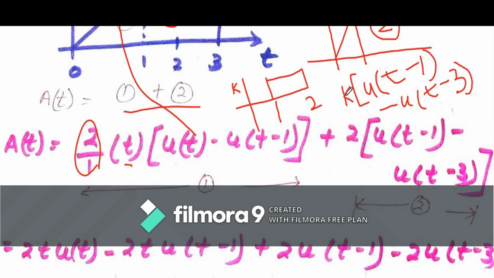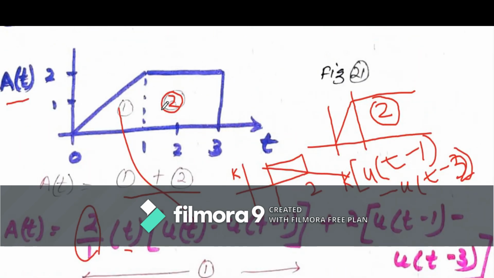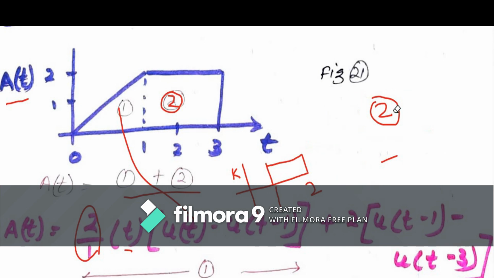Similarly, in this figure, the second part is a gate function, so I'll write 2 u of t minus 1 minus u of t minus 3. So this will give me the expression for the second part. You can see easily that this is the expression for figure number 21.